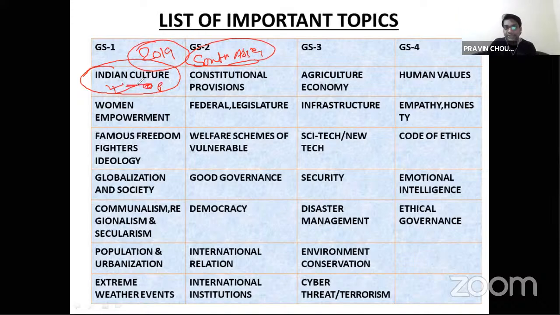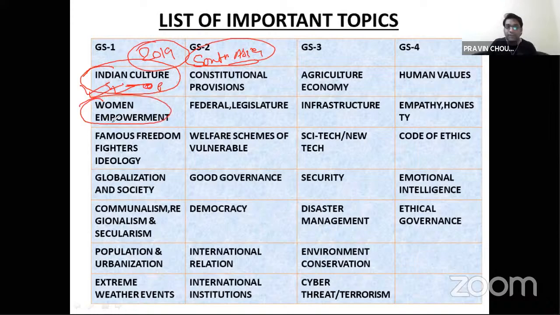So when you read Indian culture, you have a very holistic understanding of the art and culture of India, India's literature, religions and thought, and how they spread to many parts of the world. That is your Indian culture. The second one is women empowerment. As I told you, that is a most important topic.